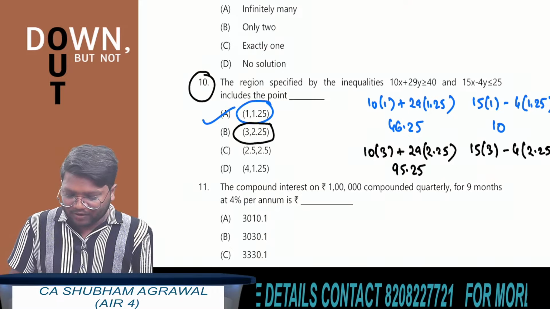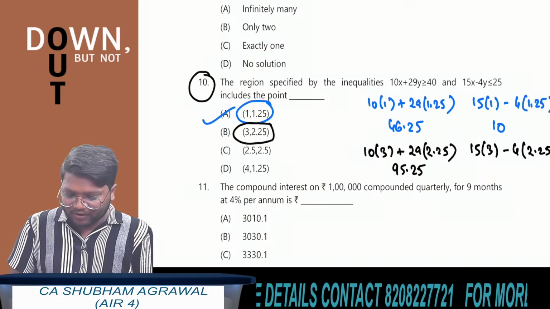Okay, now solve question number 8. In this paper they have asked 3 questions on linear inequalities: question number 8, question number 9, and question number 10. So either they will ask 2 questions or 3 questions from the linear inequalities chapter. Try to get the answer for question number 8 now.